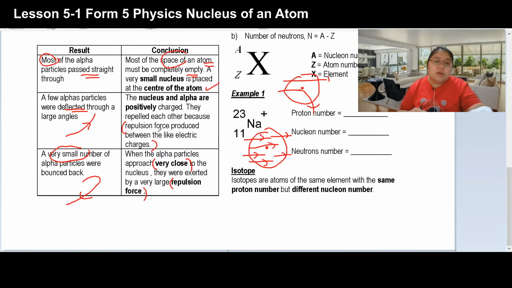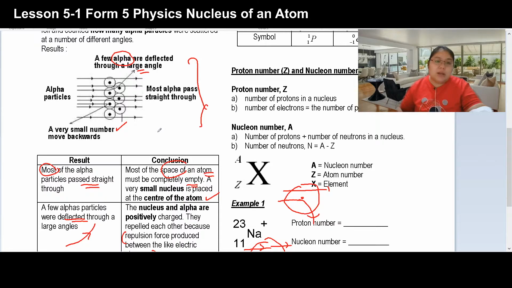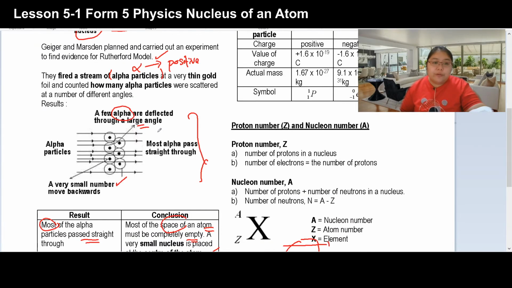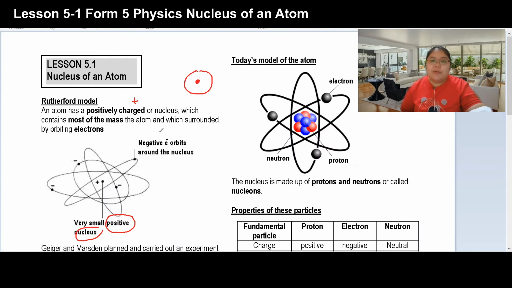So this whole experiment never proves anything about the electron. It is just talking about the proton inside the nucleus. So this is how Rutherford used the gold foil experiment to prove it. Okay, now we're going to see the next part.